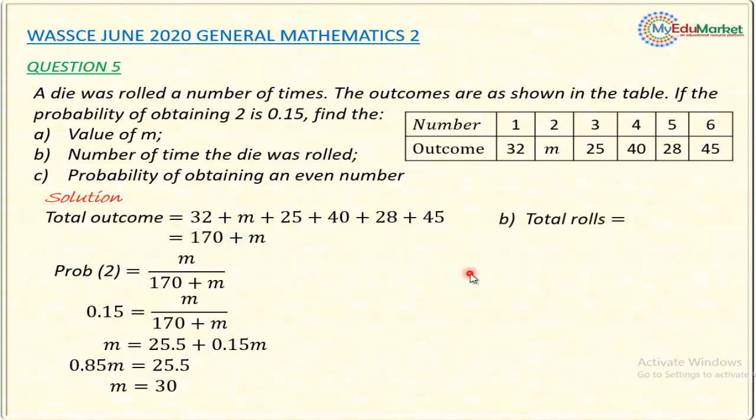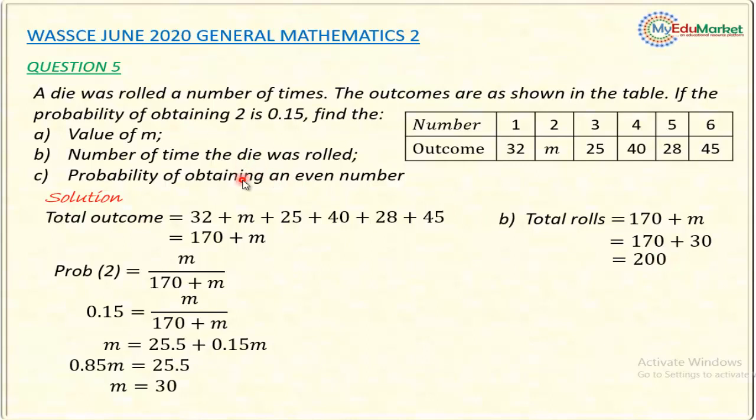of rolls. The total number of rolls will now be equal to 170 plus m, which we have here, total outcome. But I now have m as 30, so I'm going to replace m by 30. So I'm going to have 170 plus 30, and that will give our answer, 200. So the die was rolled 200 times. So question B has also been answered.